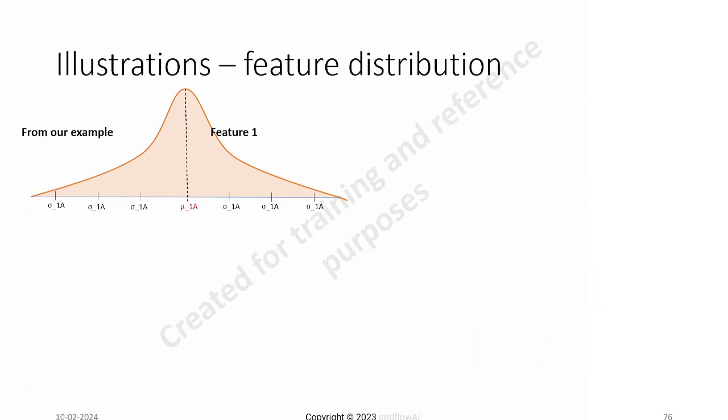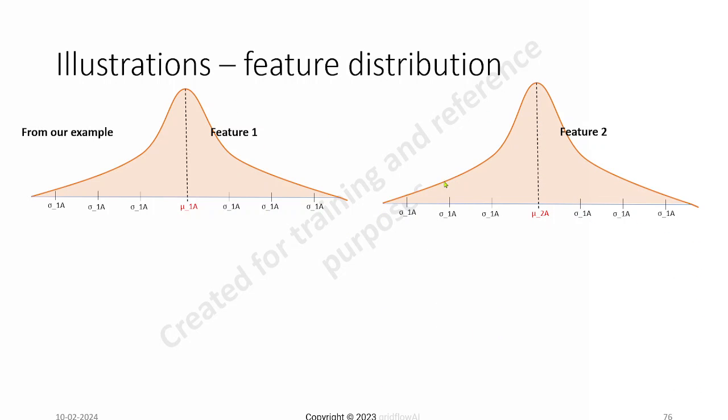And essentially, what we do with those estimates is compute the distribution of feature 1 using the mean and the spread, or standard deviation. And you see here the plus and minus 1 standard deviation and plus and minus 2 standard deviations, and so on and so forth. So this is feature 1. Similarly, we will learn the distribution for feature 2 as well.